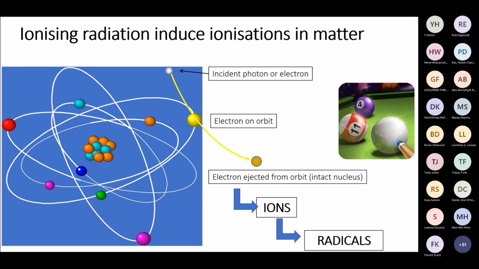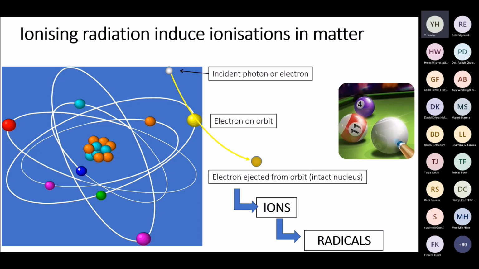So why ionizing radiation? It is because all this radiation induces ionization in matter. What does that mean? It is that either the incident photon or the electron will kick electrons out of the orbit of the atom. So when you remove an electron, you produce an ion. And the reaction will spread a little bit like balls on a pool table.